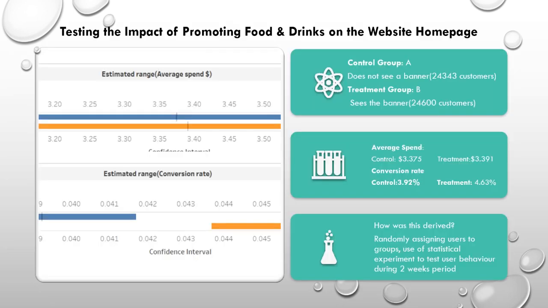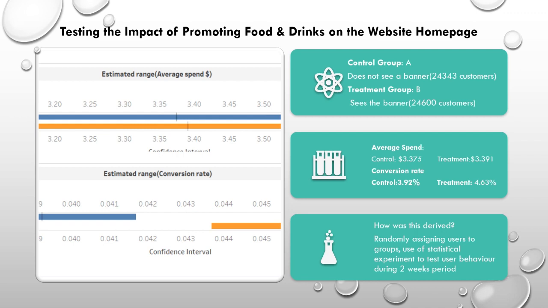So let's go on quickly to the test setup. The test was carried out between two groups, the control group, Group A, and the test or treatment group, Group B. The control group is the group that would not see the banner when they log on to the website, and the test group would see the banner when they log on. And the users were randomly assigned to these groups, and the sample size, that's the number of customers in the control group, between the control and treatment group, was fairly distributed.